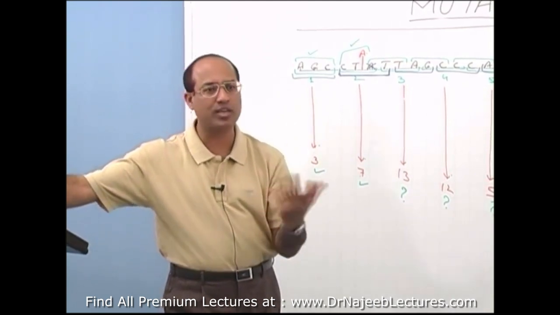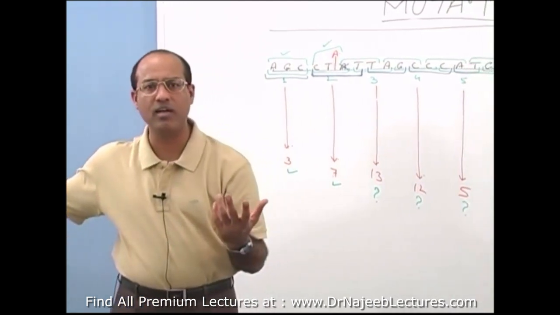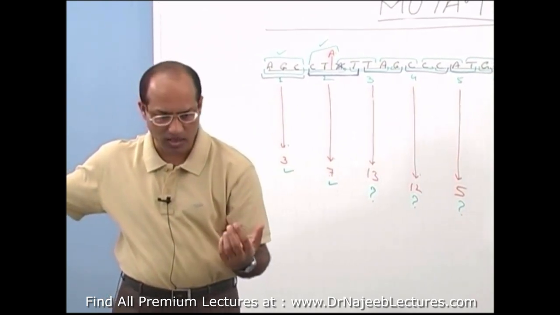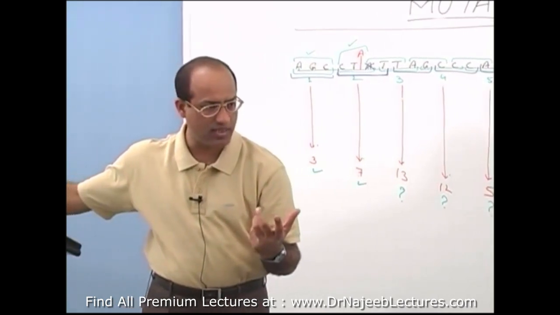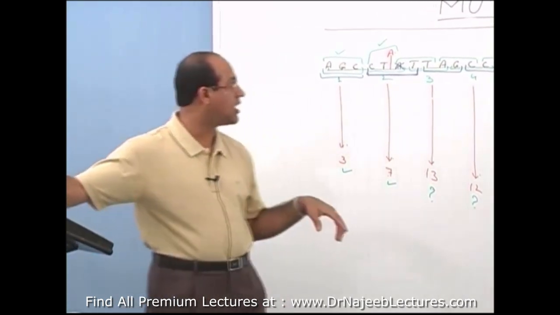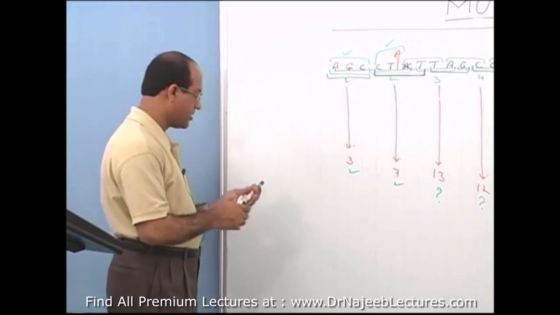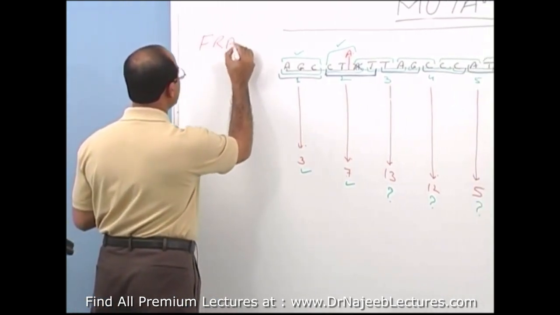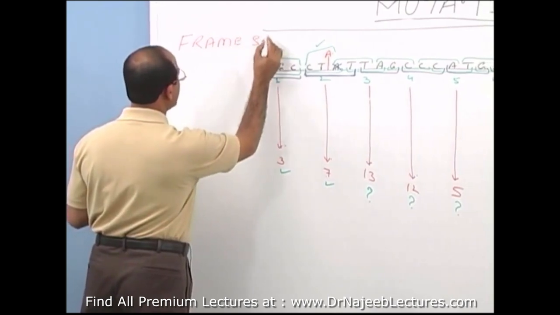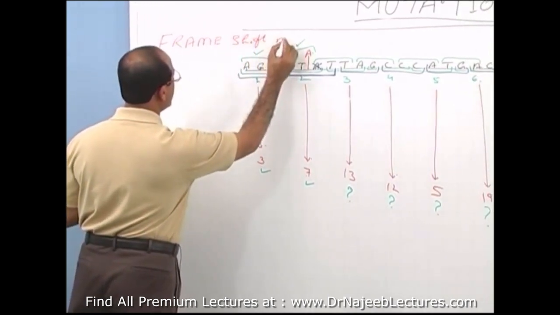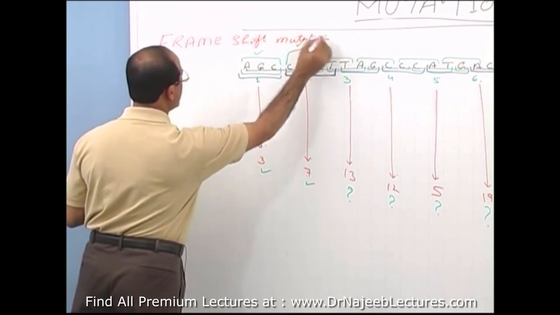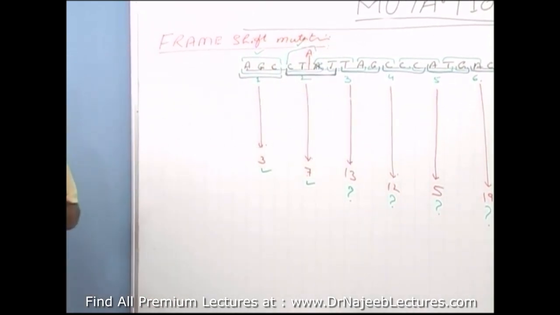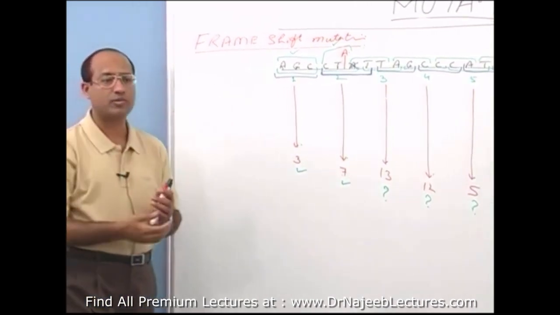And that may end up in a very abnormal protein, which is called, which protein? Garbled protein, right? So, this type of mutation is called frame shift mutations. Such mutations are called frame shift mutations, right?